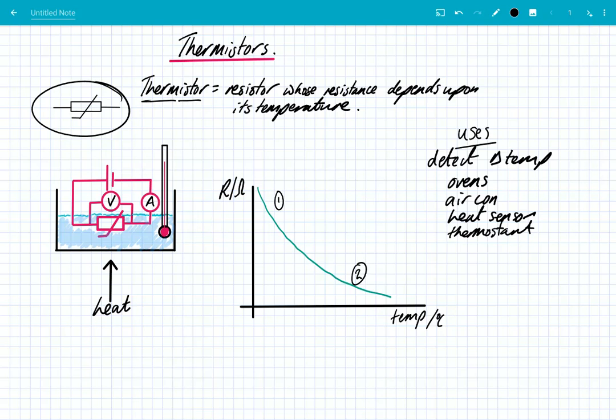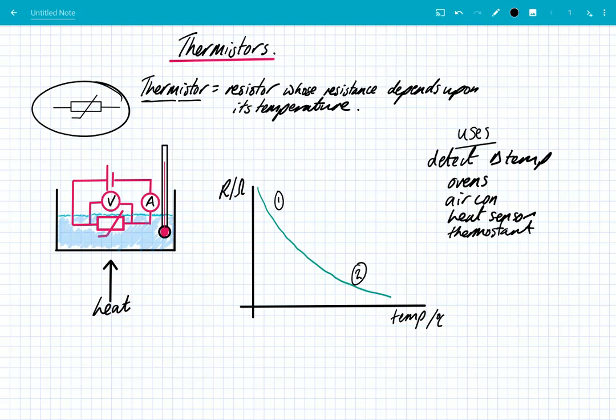So what's really important is that we consider the effect of temperature upon resistance. And it's really important that thermistors do not act the same as metals. When we increase the temperature of a metal, such as in a filament lamp, the resistance actually increases. And that's because the metal ions gain more kinetic energy and collide with electrons more often.